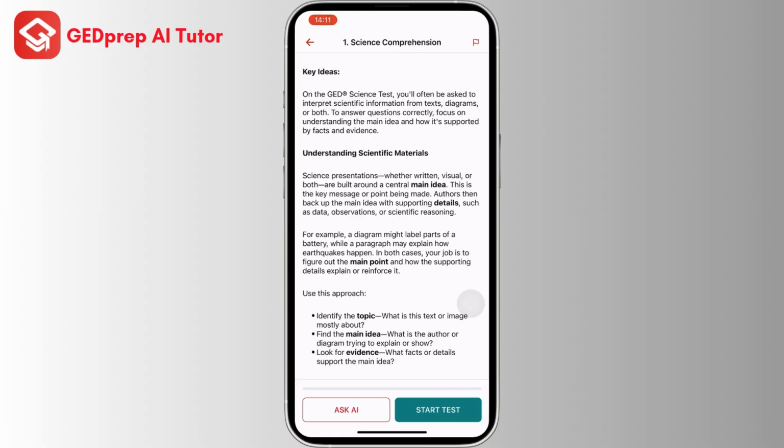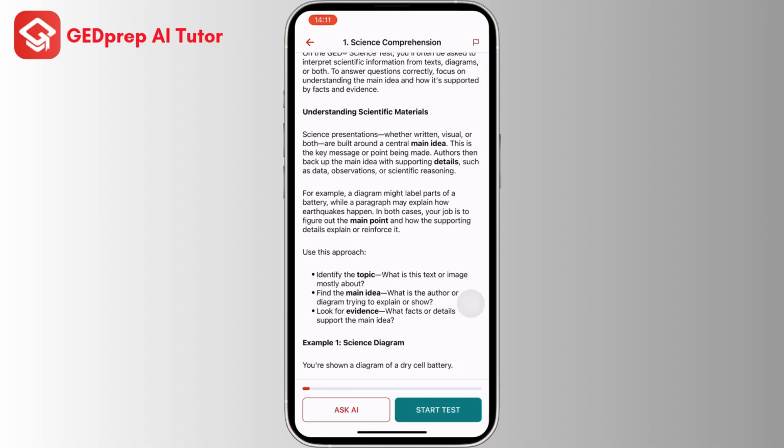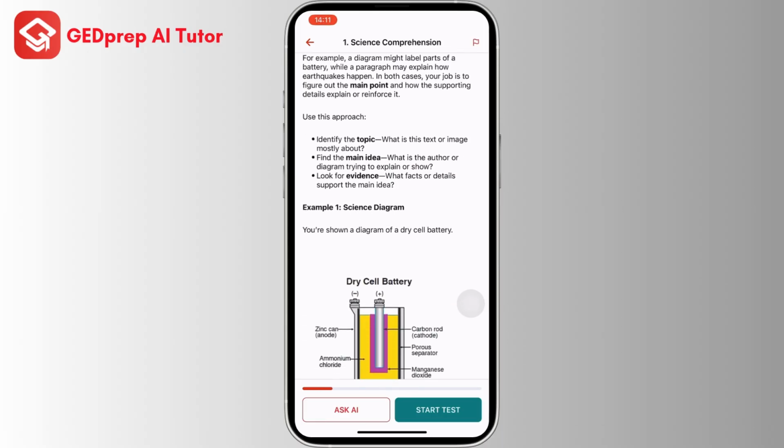Here's a simple strategy you can use every time. Ask yourself, what is the topic? In other words, what is this paragraph or image mostly about? Next, find the main idea. What is the author or diagram trying to explain or show you? Finally, look for evidence. What specific details support that main idea? Let's try two examples, one with a diagram and one with a paragraph.